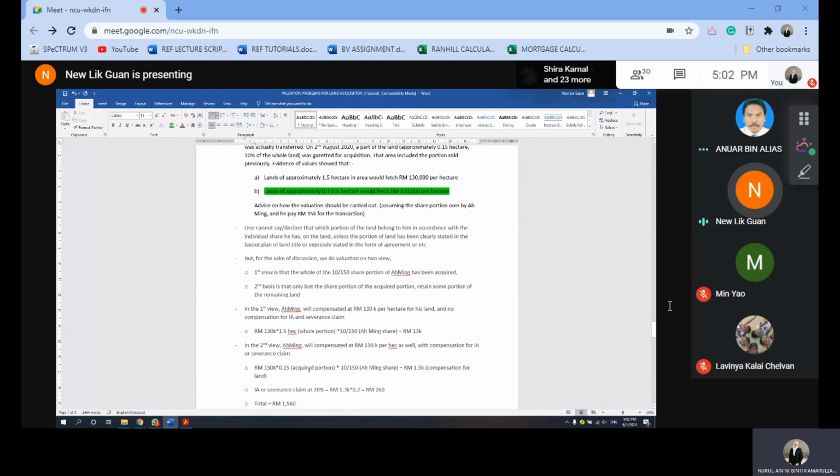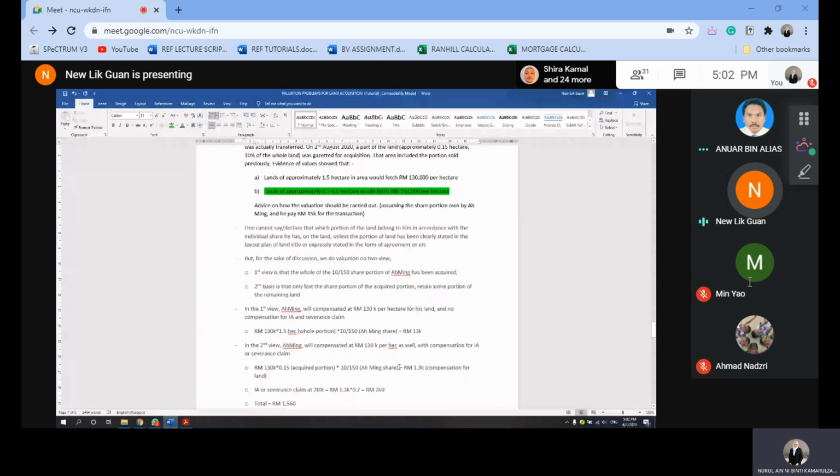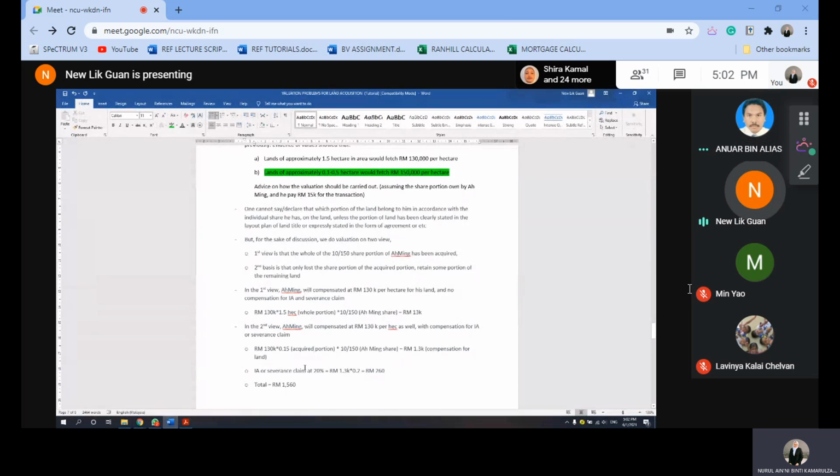Okay. And then talking about the injurious affection and severance claim, because the question lacks sufficient info, I will just say 20%. So 20% of the acquired portion, which is 260. So in the second view, Ameng will be compensated 1,560 only. Okay. Which one is good for Ameng? Definitely it is the first one.